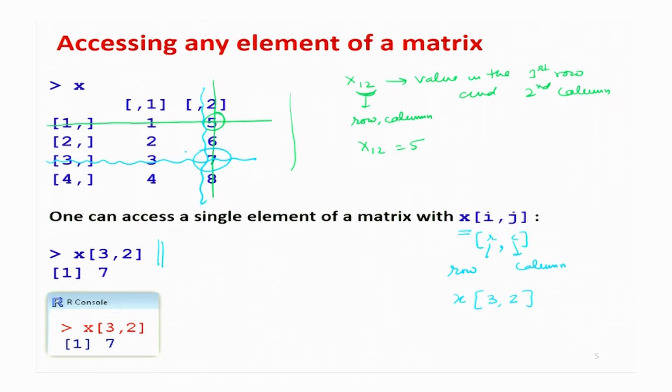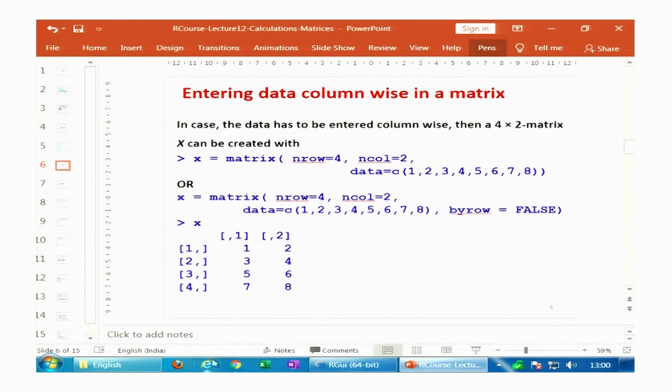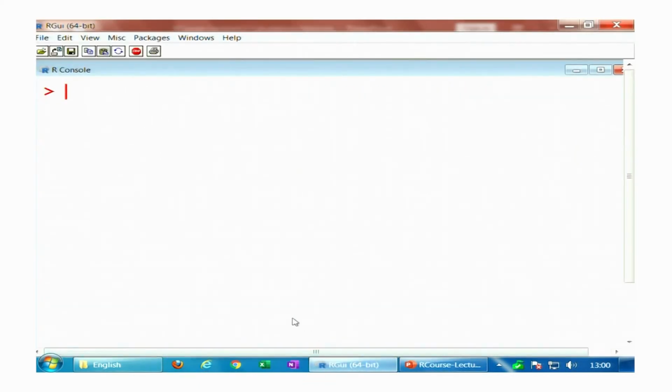As soon as you write x[3,2], the 3 and 2 are separated by a comma and written within the square brackets. This value 7 will come out, and if you try to execute it on the R console also, there will not be any problem. Okay, right. Before I move further, let me give this example to you on the R console.